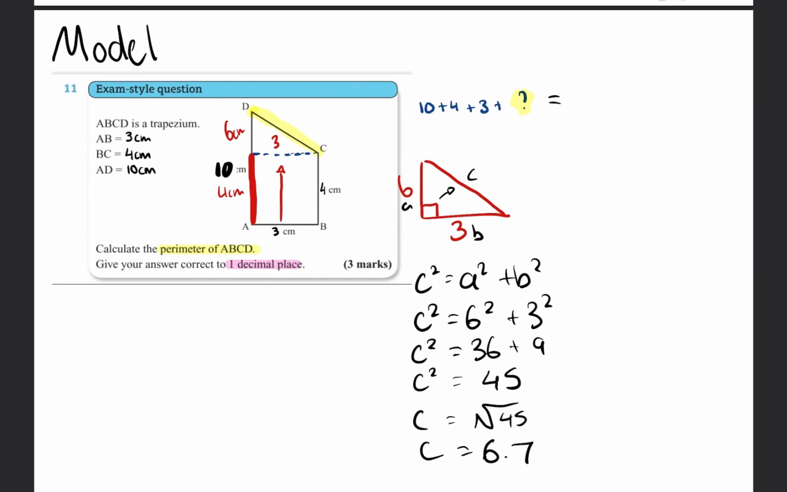Now all we have to do is go back to our original problem and add up all the lengths. So 10 plus 4 plus 3 plus now 6.7. We're going to get a final answer of 23.7 centimeters. And there we are. So that's how we find the final answer using all our missing lengths.